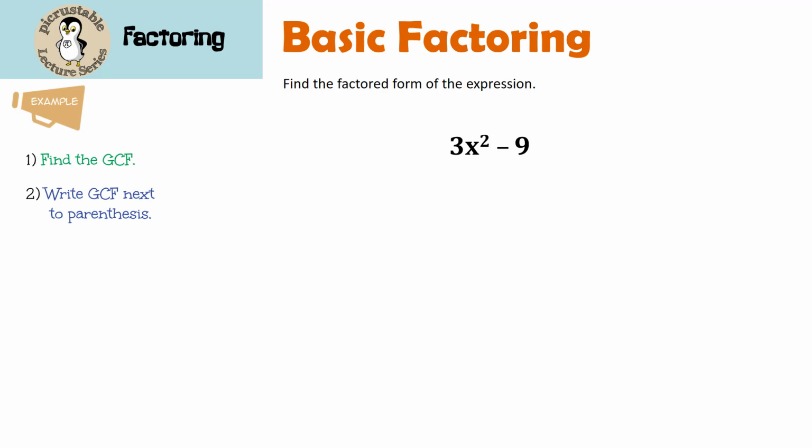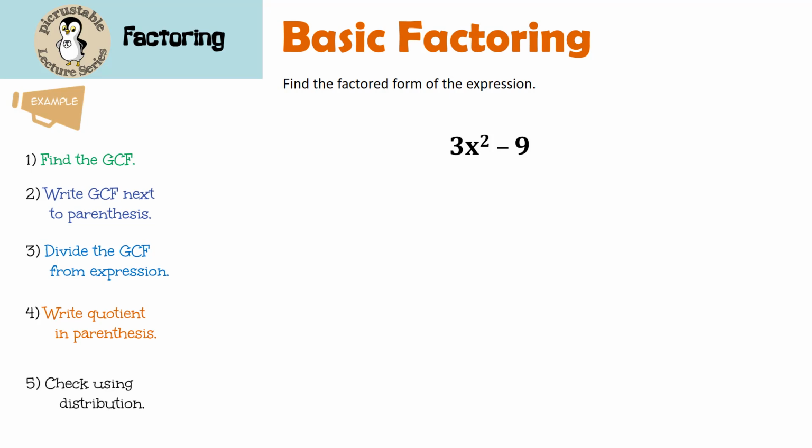Then we write the greatest common factor next to parentheses, divide the greatest common factor from the expression, and then write the quotient in the parentheses. Finally, we're going to use the distributive property to check. Sounds like a long process, but it's kind of cool. First, we have to find the greatest common factor in each term of the expression.